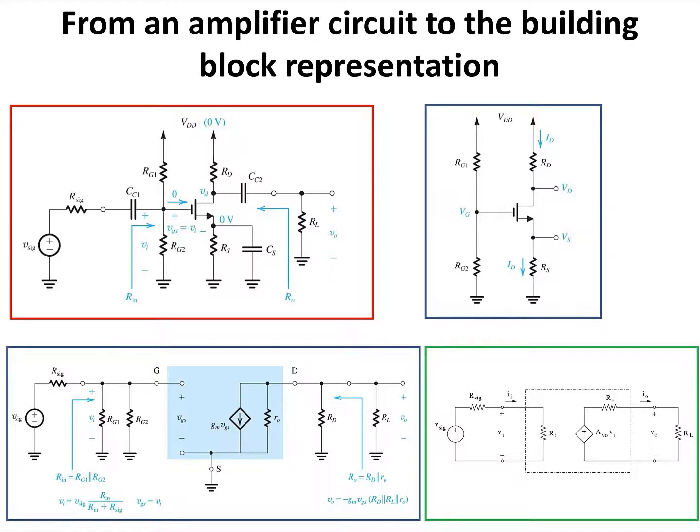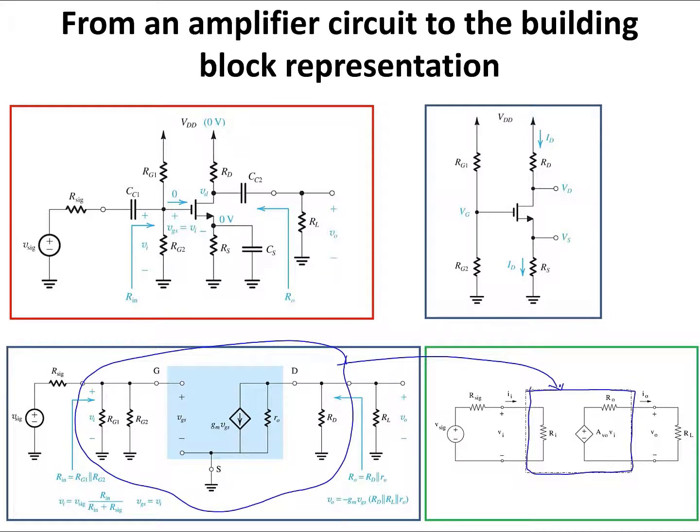If I characterize my MOSFET amplifier by finding its output resistance, input resistance, and open loop voltage gain, then I can take this entire circuit and replace it with the elements inside this box: the input resistance, output resistance, and the open loop voltage gain of the amplifier.